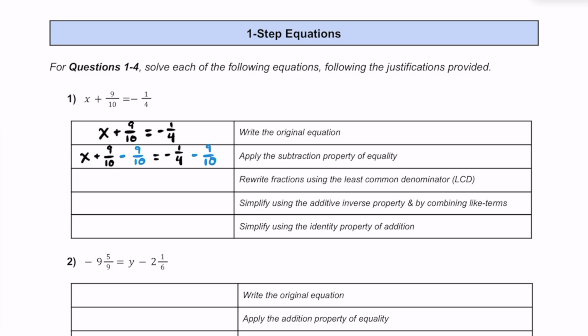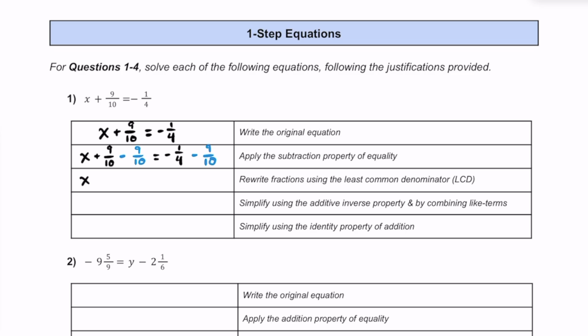So if we take away 9/10 from both sides of the equation, we're using the subtraction property of equality. Once we do that, we're going to rewrite the fractions using the least common denominator. On the left side, we don't really have to do anything because they have common denominators. But on the right side, think about the LCD of 4 and 10. I think they meet at 20 for the first time.